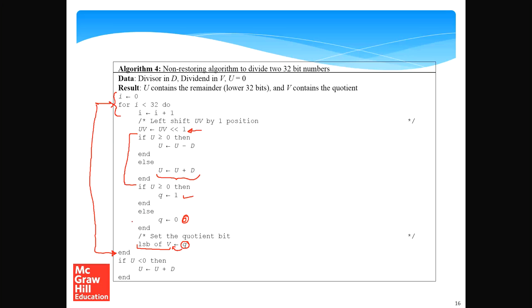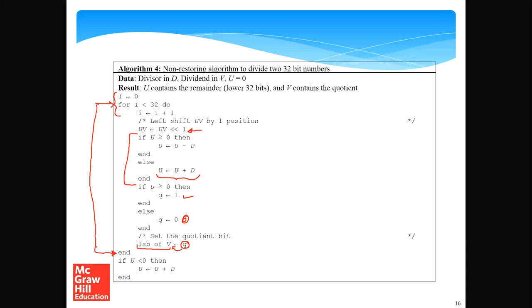So what we essentially do is that we don't do any restoring. If u becomes negative after a subtraction, we allow it to remain negative. And in the next iteration, we just add the divisor. So that's the way that we go. If u is positive, we subtract. If it's negative, we add. And after that, we take a look at the sign of u. If u is positive or 0, we set the LSB of the current bit of the quotient to 1. Otherwise, we set it to 0.